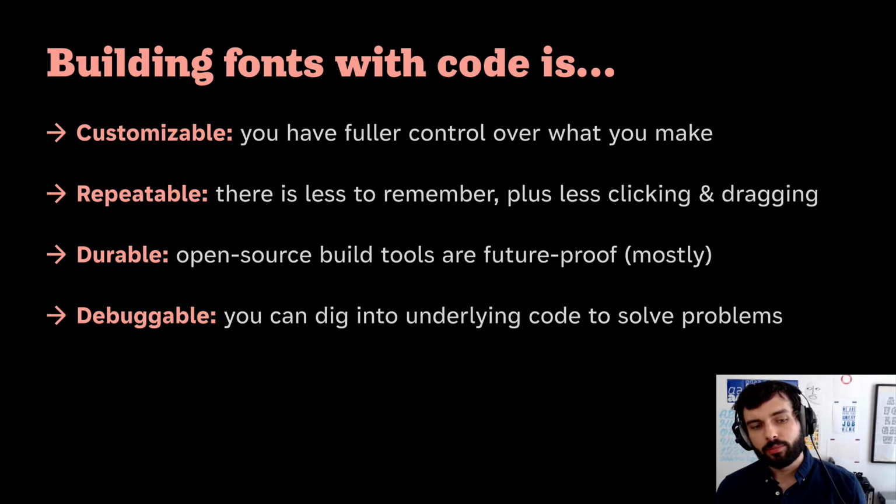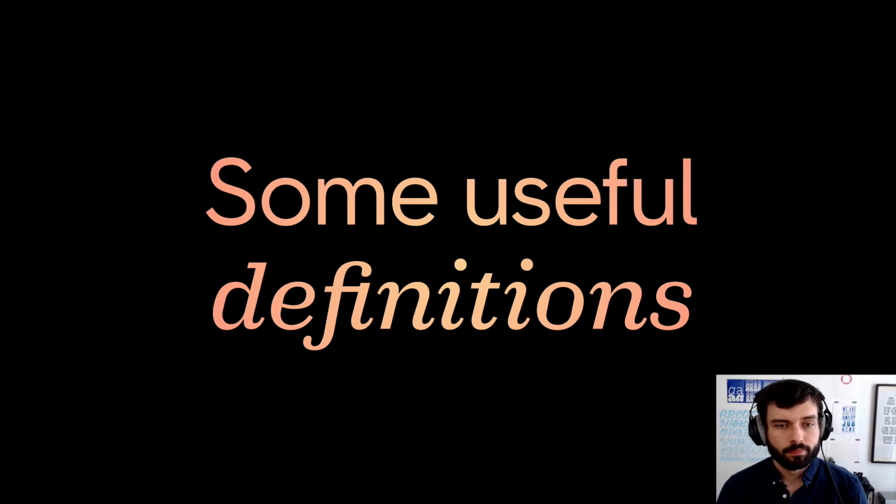And then it's debuggable. So if you have a problem with your build, you can either dig into the underlying code yourself because it's open, or you can find other people who are familiar with it, and there are more of them because it's a bigger ecosystem than maybe the single creator or two of an app.